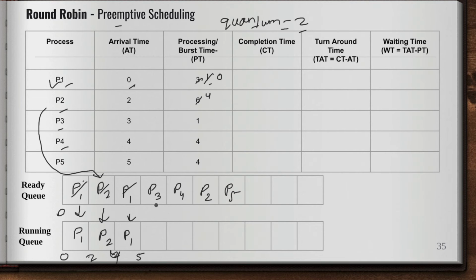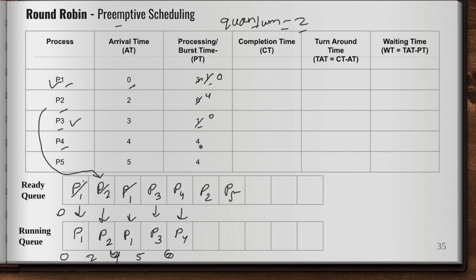So now next P3 comes in. So we'll bring P3 in and run it for 2 units. But we can't run it for 2 units, right? Because its processing time is only 1. So it actually runs for 1 unit, not 2. So 5 and then this becomes 6. All right. So then P3 is also done. Nothing is remaining, which is great. Now we come to P4. So we bring P4 in. So P4 comes in.